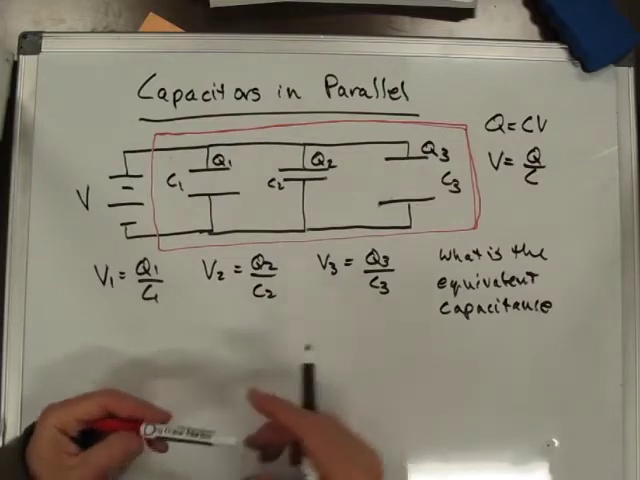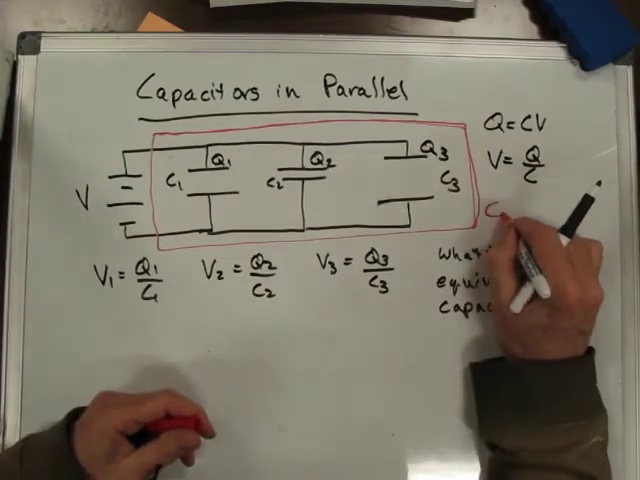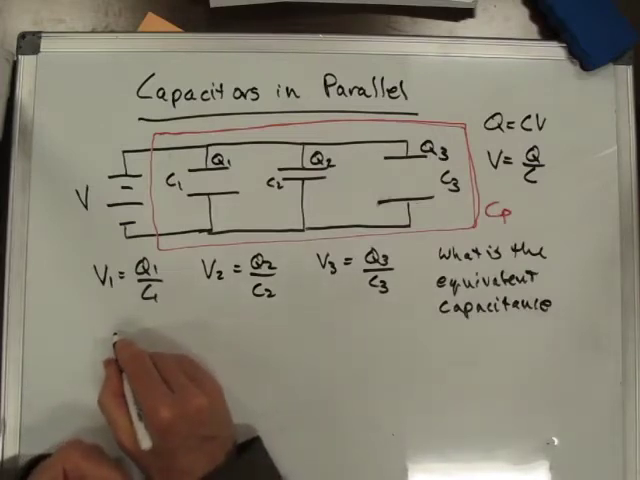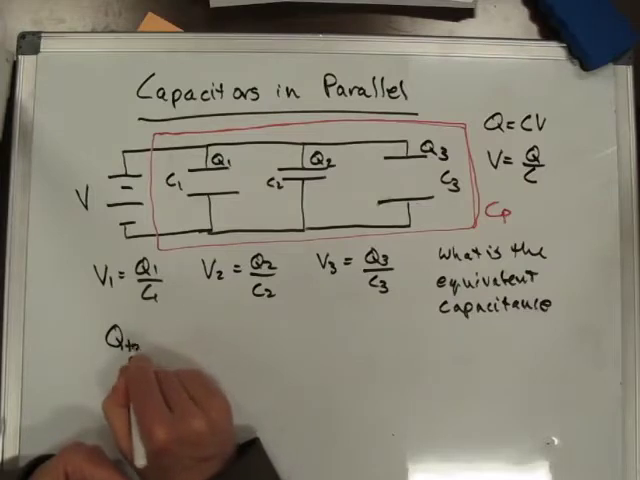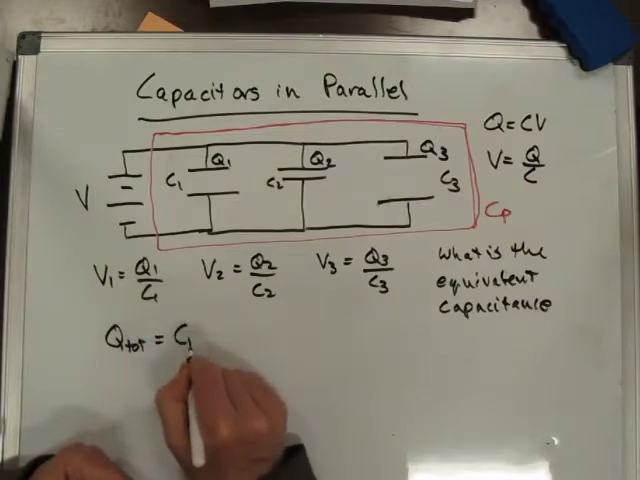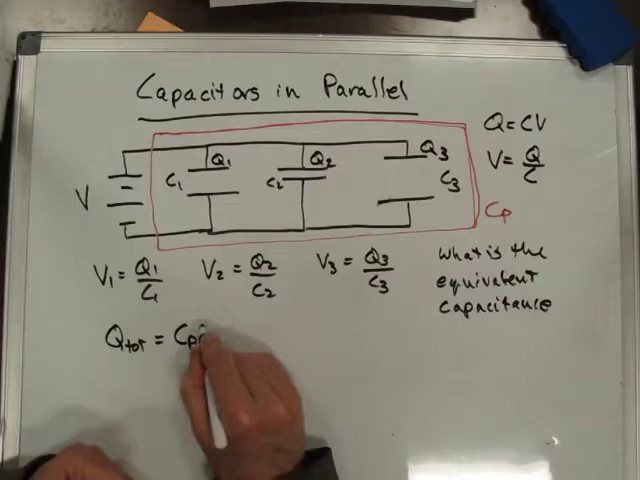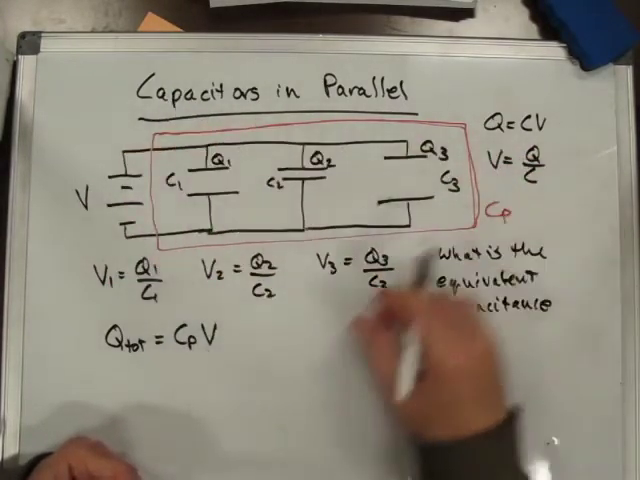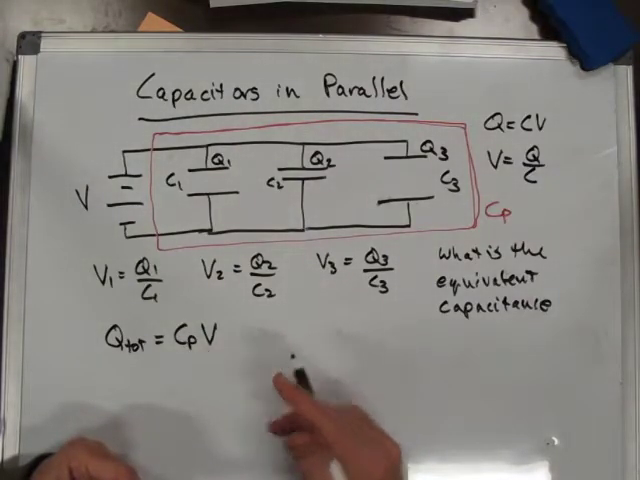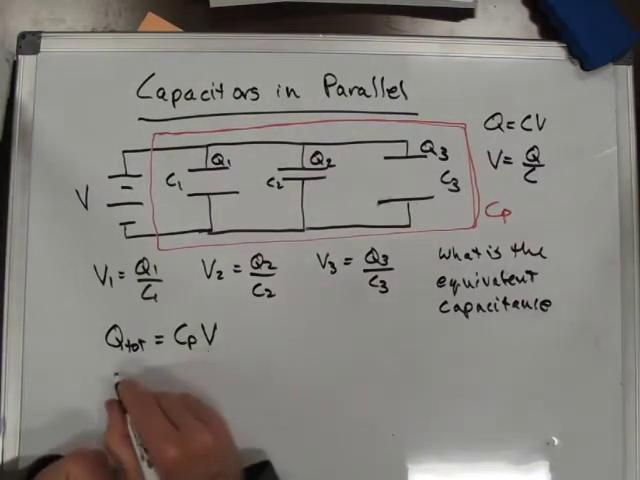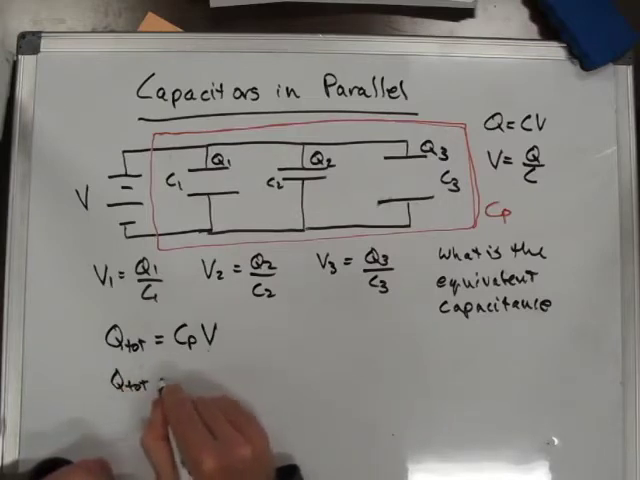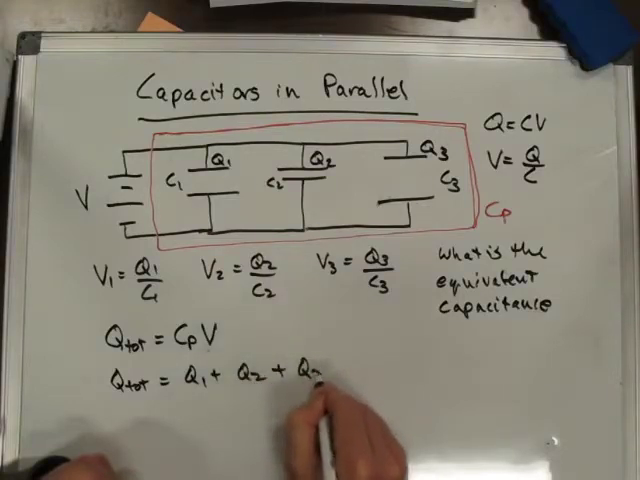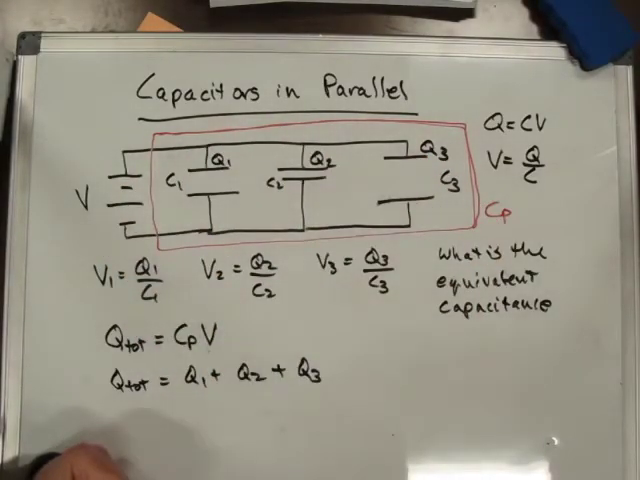Right, and so then I would say, well, the capacitance of the whole thing I'm just going to call C parallel, right? And so I'm going to say Q total is equal to C parallel times V, right? Because I'm applying this voltage, the voltage of the battery, across the whole thing. Well, what is Q total? Q total is equal to Q1 plus Q2 plus Q3. That's the total charge that ran onto these capacitors, right?